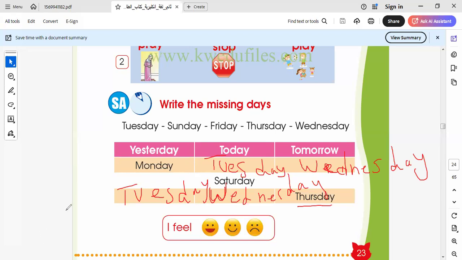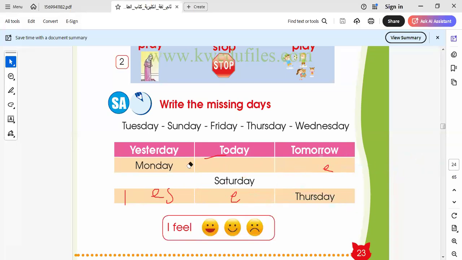Okay, this is the rearrange. This is the arrangement of the days. Okay, the arrangement of the days.